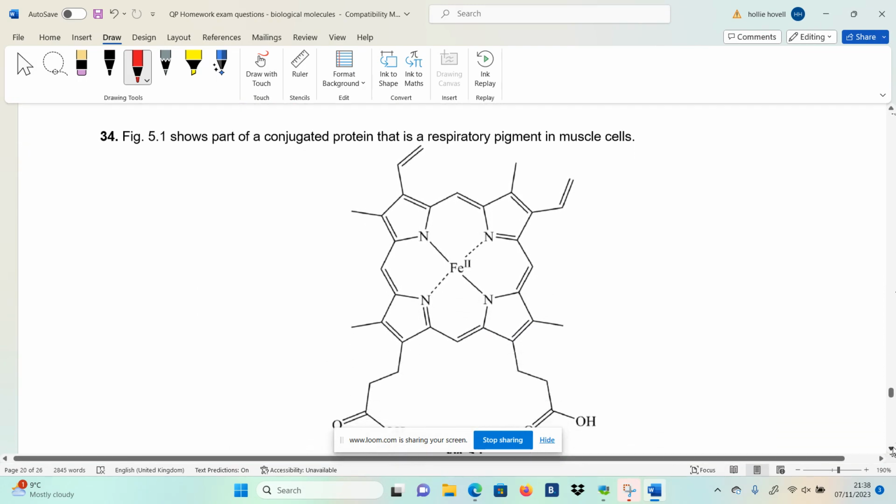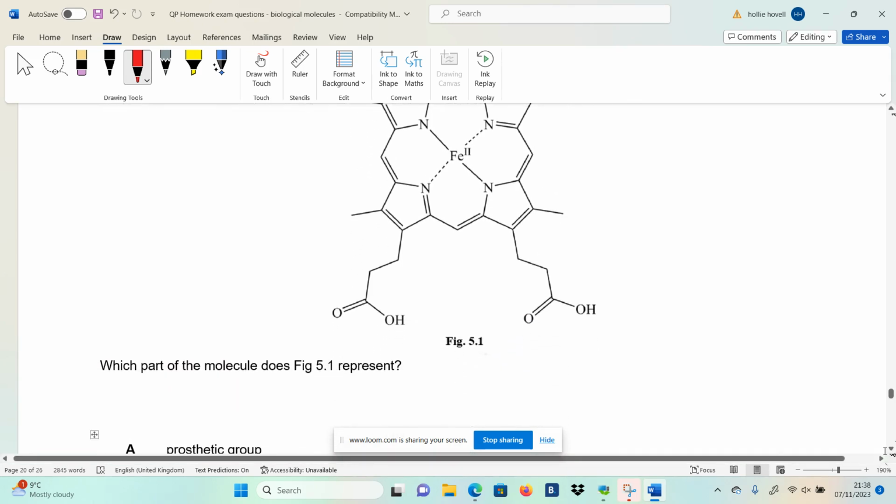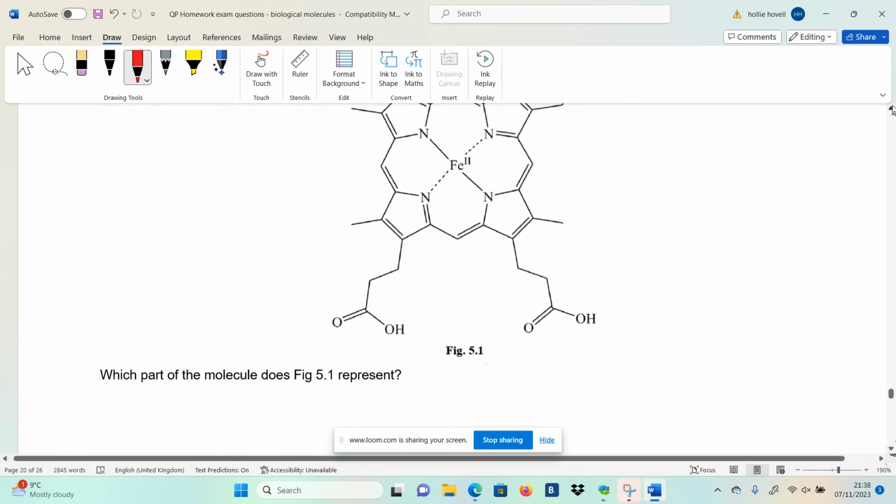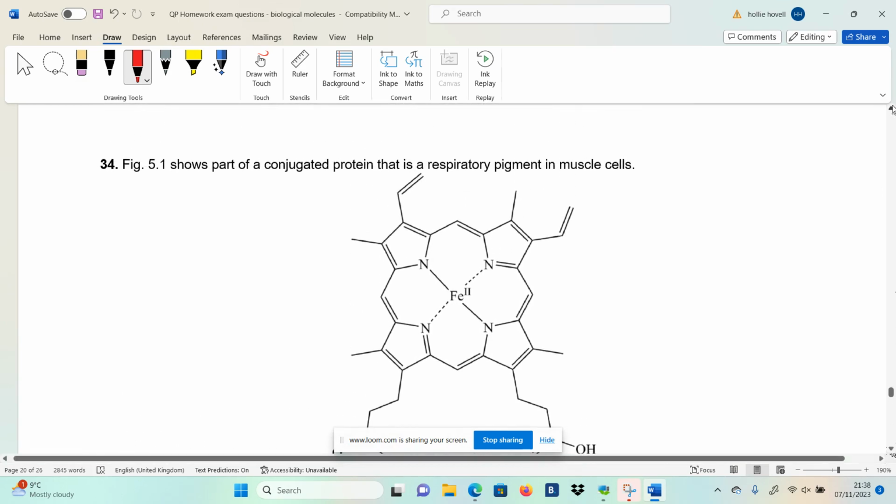34, figure 5.1 shows a part of a conjugated protein that's a respiratory pigment in muscle cells. Which part of the molecule does 5.1 represent? Okay, so we should have options. Sorry, let's go down a little bit.